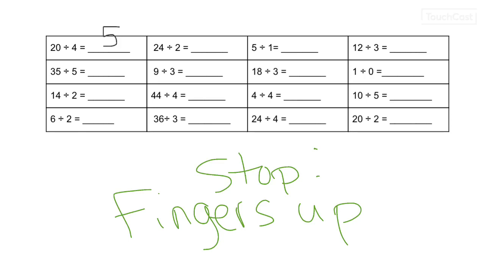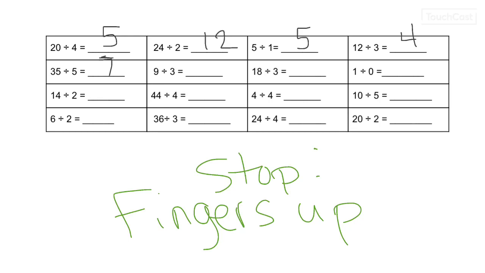Next one, we're going to roll our 2s till we get to 24. 2, 4, 6, 8, 10, 12, 14, 16, 18, 20, 22, 24. Stop. How many fingers are up? 12. I'm going to roll my 1s till I get to 5. 1, 2, 3, 4, 5. Stop. How many fingers are up? 5. I'm going to roll my 3s till I get to 12. 3, 6, 9, 12. Stop. How many fingers are up? 4. I'm going to roll my 5s till I get to 35. 5, 10, 15, 20, 25, 30, 35. Stop. How many fingers are up? 7.